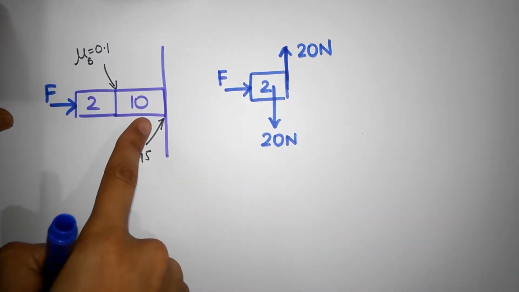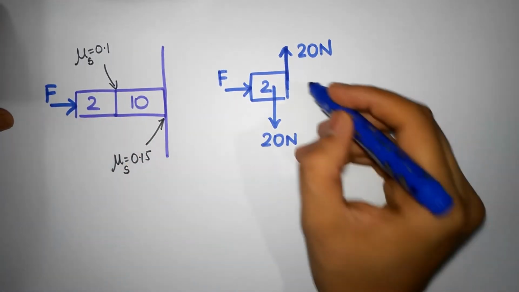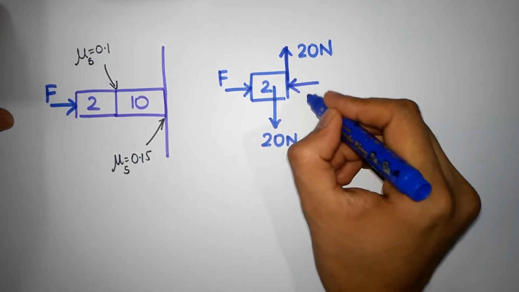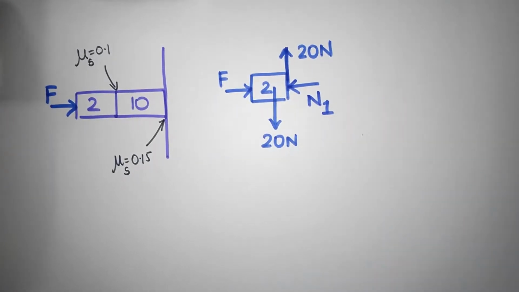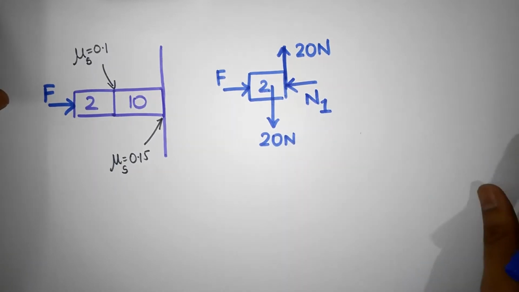Okay, also, there's a force over here, that force is F, and that force is countered by the normal force the 10 kilogram is going to put on this guy. So that's going to be normal force. I'm just going to call this N1. These are the forces acting on the 2 kilogram object.